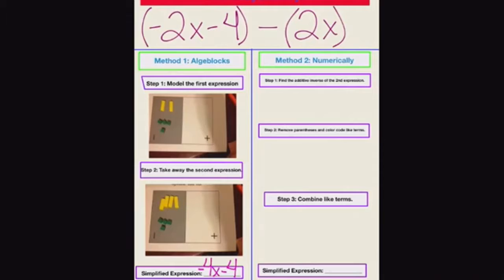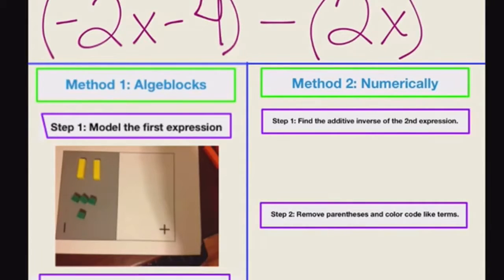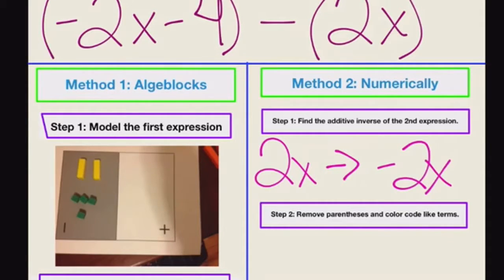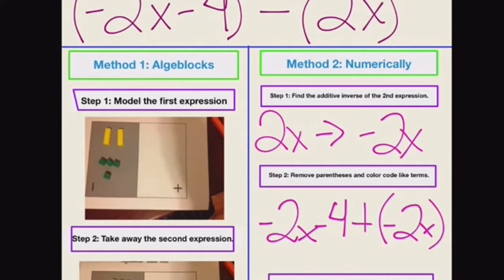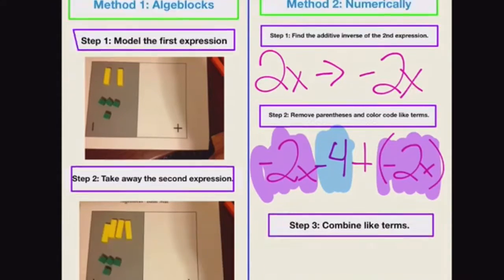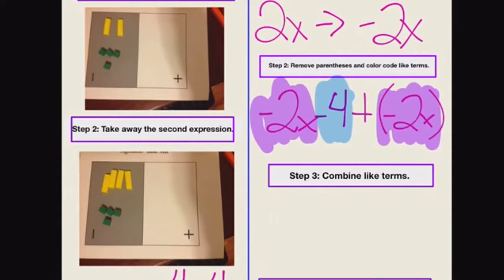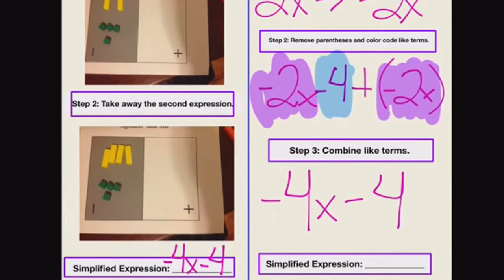Okay, so let's try this numerically now. So again, finding the additive inverse of the second expression. So 2x becomes negative 2x. So let's go ahead and rewrite this as negative 2x minus 4 plus negative 2x. And go ahead and color code like terms. Our minus 4 is all by itself. Go ahead and combine like terms. Negative 2x and negative 2x is negative 4x minus 4. So again, our simplified expression is negative 4x minus 4. And we can see we got the same answer both times.